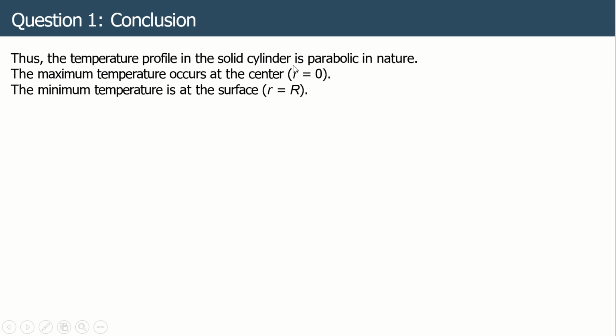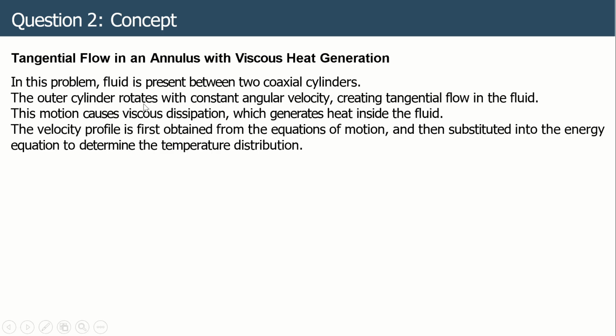Now let us move to the second question. Our second question is based on tangential flow in an annulus with viscous heat generation. In this problem, the fluid is present between two coaxial cylinders, and the outer cylinder rotates with constant angular velocity, creating tangential flow in the fluid. This motion causes viscous dissipation, which generates heat inside the fluid.